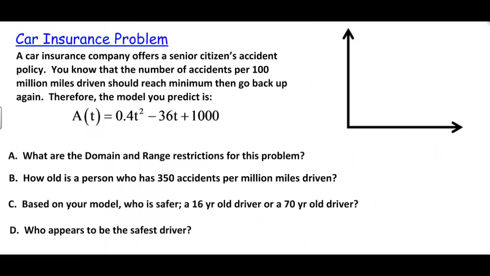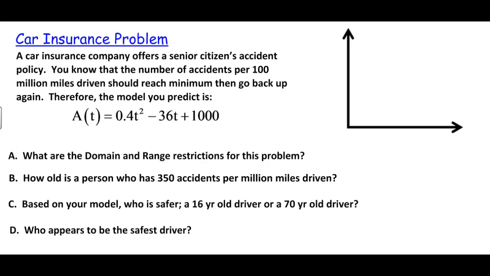Let's go on to our second example. The car insurance problem. A car insurance company offers a senior citizens accident policy. You know that the number of accidents per 100 million miles driven should reach a minimum and then go back up again. Therefore, the model you predict is A of t equals 0.4t squared minus 36t plus 1,000.